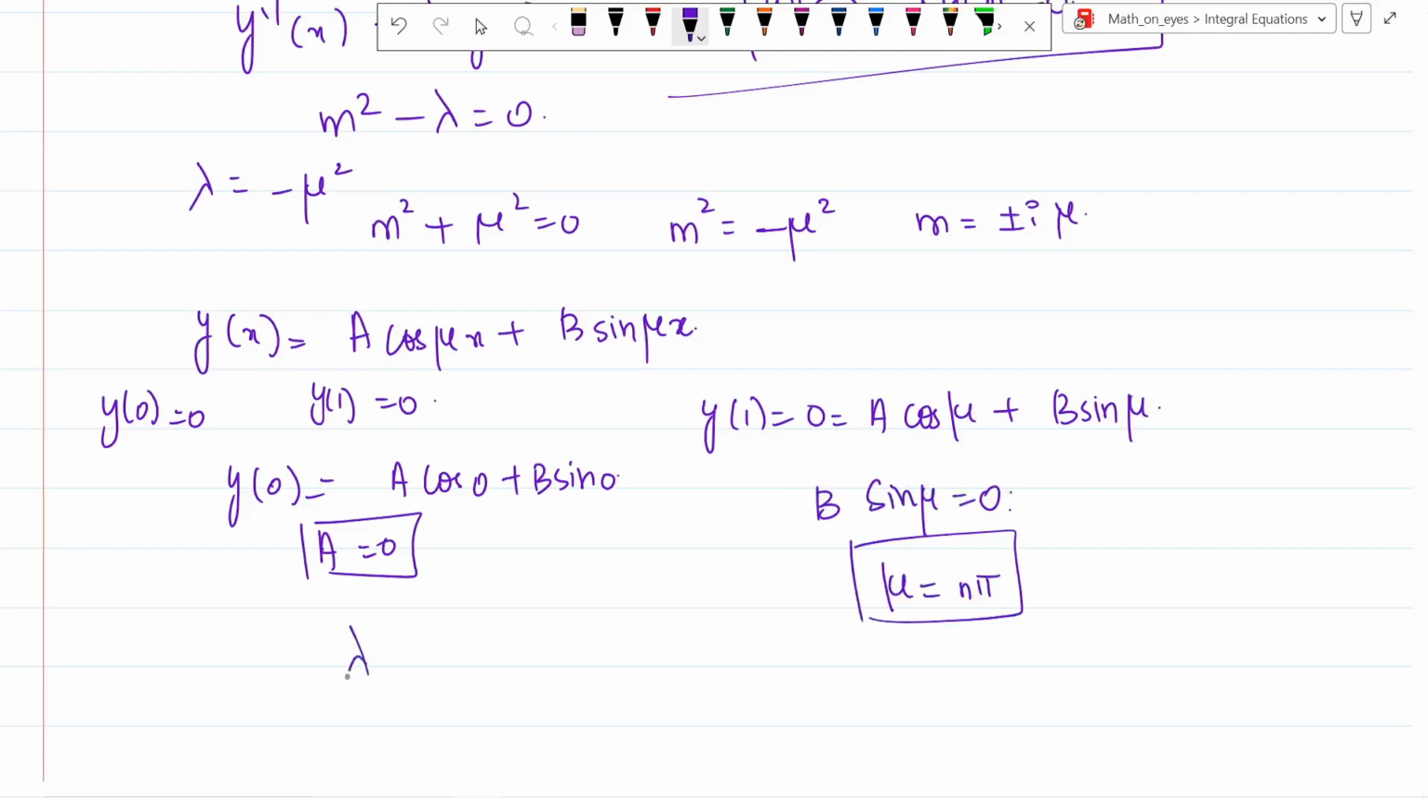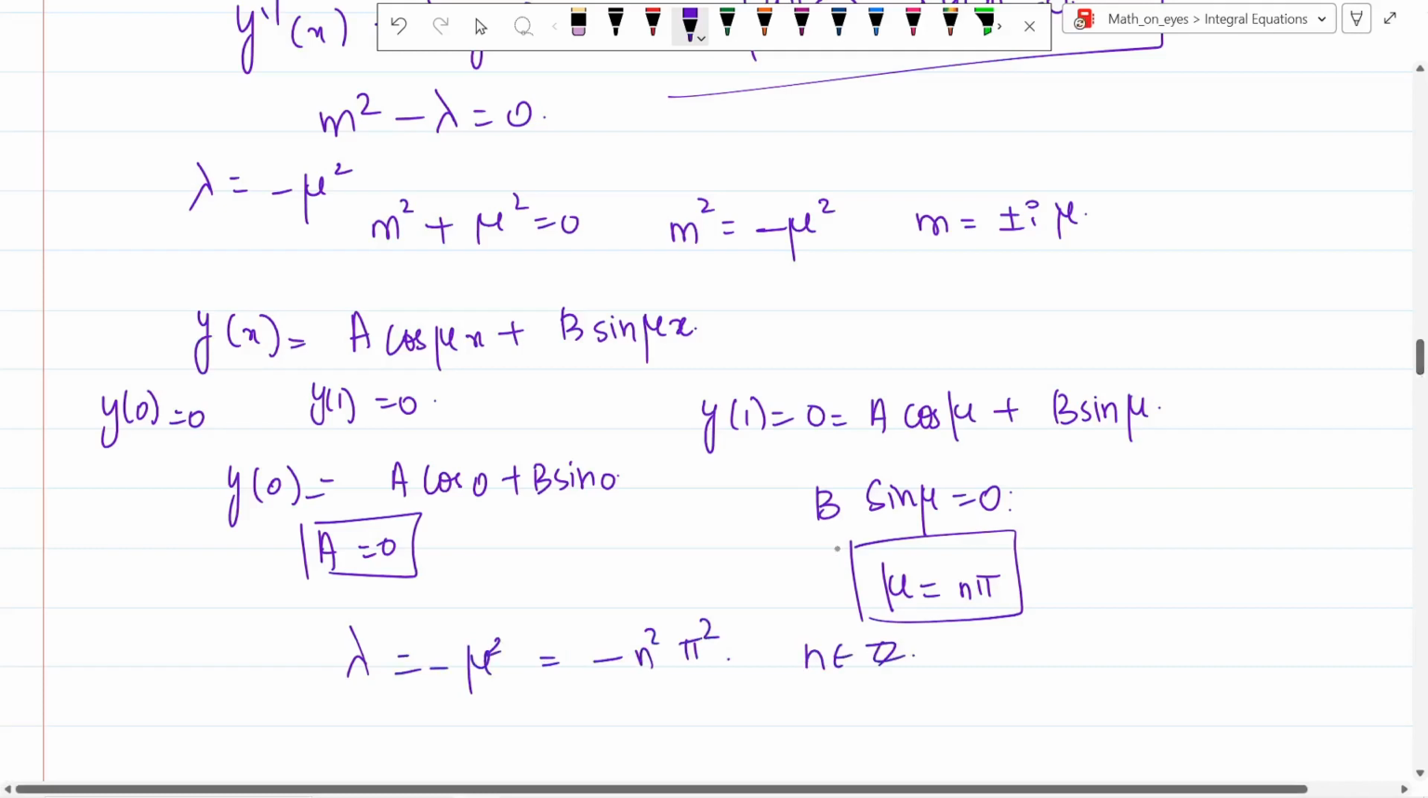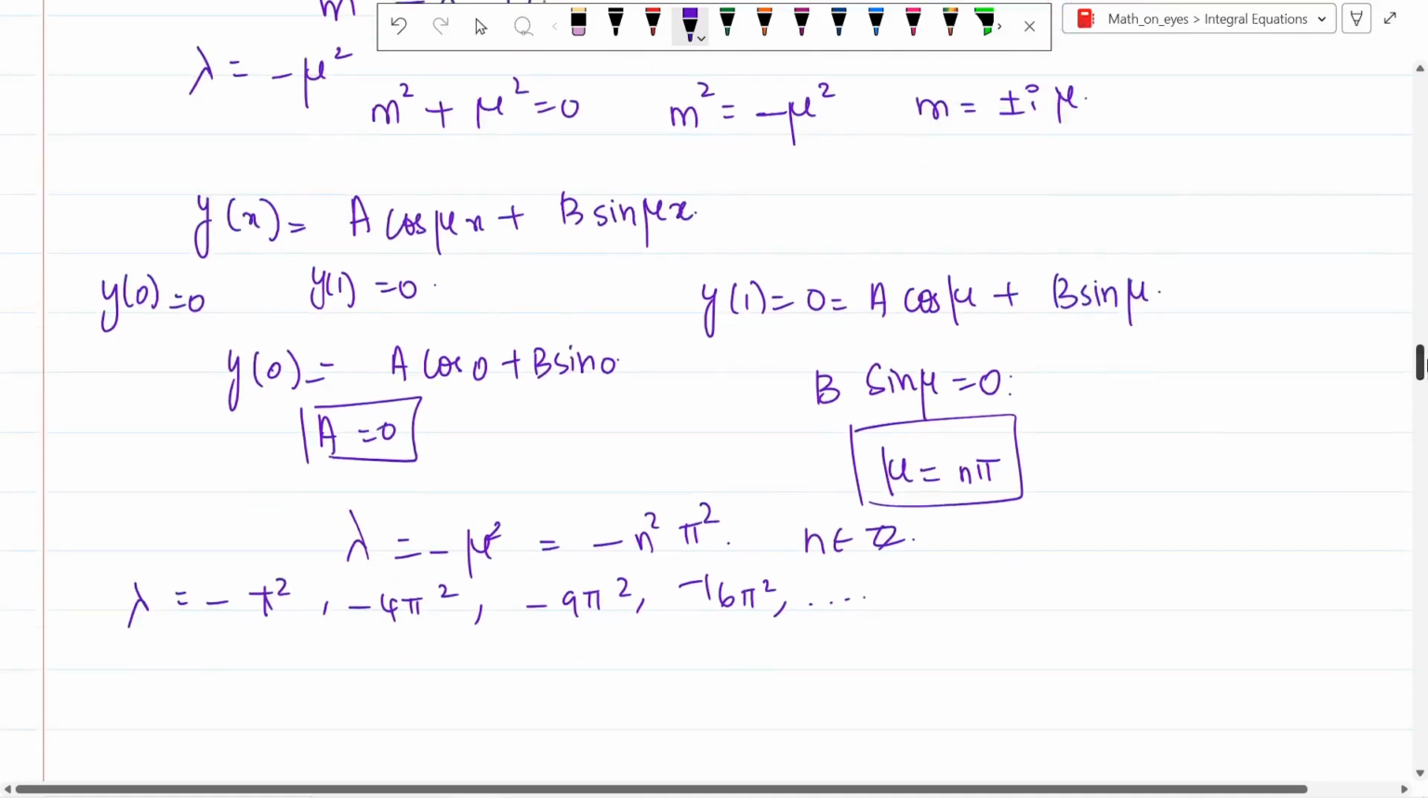Therefore, as lambda is equal to minus mu squared, that implies minus of n squared pi squared. Lambda can take minus n squared pi squared, where n is any integer value. So here n squared will always be a positive value, even though n is positive or negative. So lambda will be of the type minus pi squared, minus 4 pi squared, minus 9 pi squared, minus 16 pi squared. These are the characteristic numbers, right? The eigenvalues.